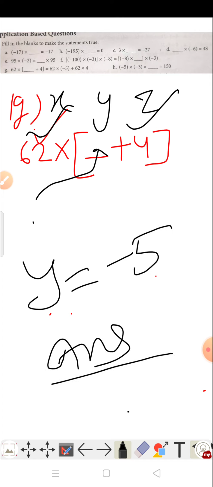Again, H part is the same as C and D part. So try H part by yourself. Clear? So this is the solution of your second question.